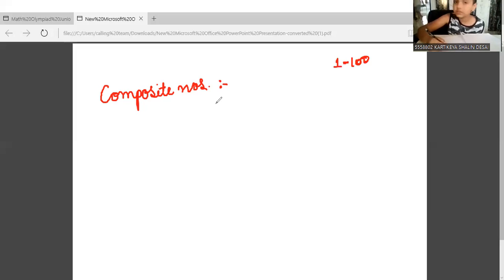Composite number is any number that isn't a prime number. Amika, is that correct definition? No. Why so? Because composite numbers are numbers which have more than 2 factors. More than 2 factors, exactly.